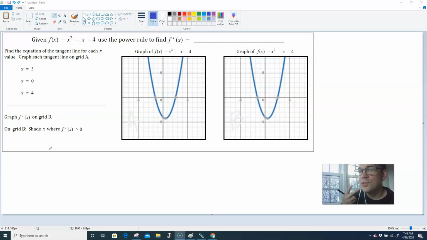We're going to do today's lesson in two different videos. The first video is just going to be a review of how to use the power rule to find the derivative, and then how to use a derivative and the function to find a tangent line. The second video is going to start to plant the seeds for the connection between the function and its derivative.